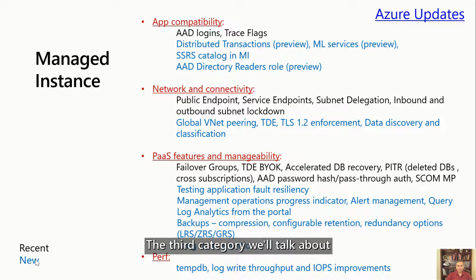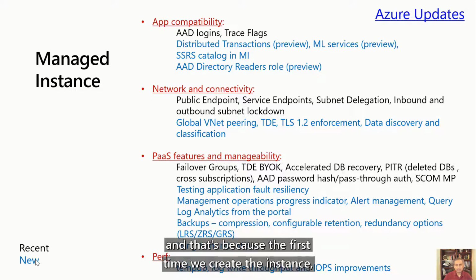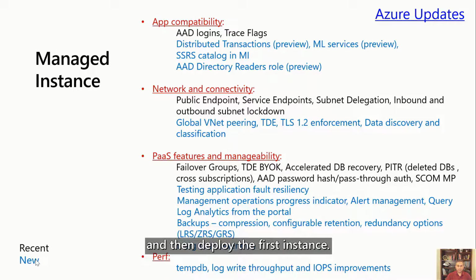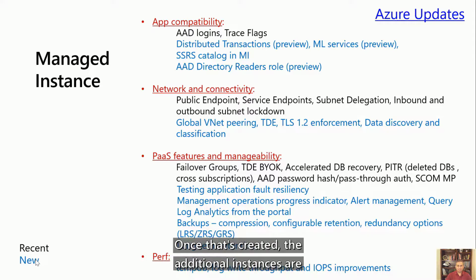The third category we'll talk about is PaaS features and manageability. Again, a ton of investments here. I will not go through each one, but one big feedback area that we get is creating managed instance takes a lot of time. If you have deployed it previously, you know the first instance takes time, and that's because the first time we create the instance, we have to create a dedicated virtual cluster for you and then deploy the first instance. Once that's created, the additional instances are created almost in a couple of minutes or so.